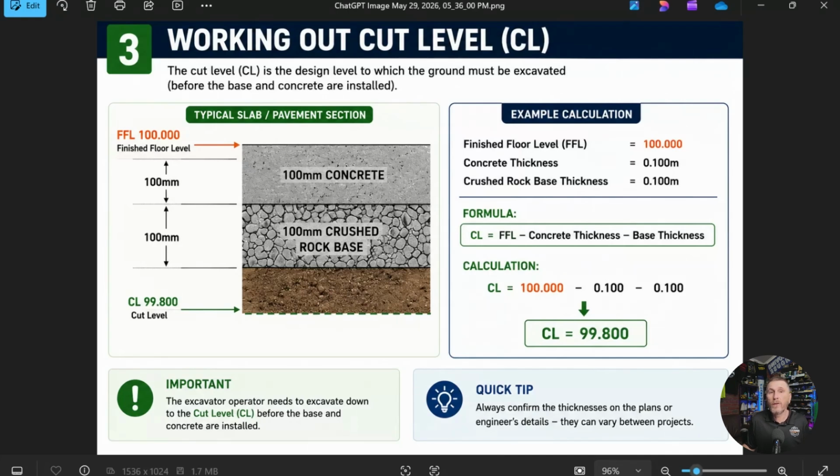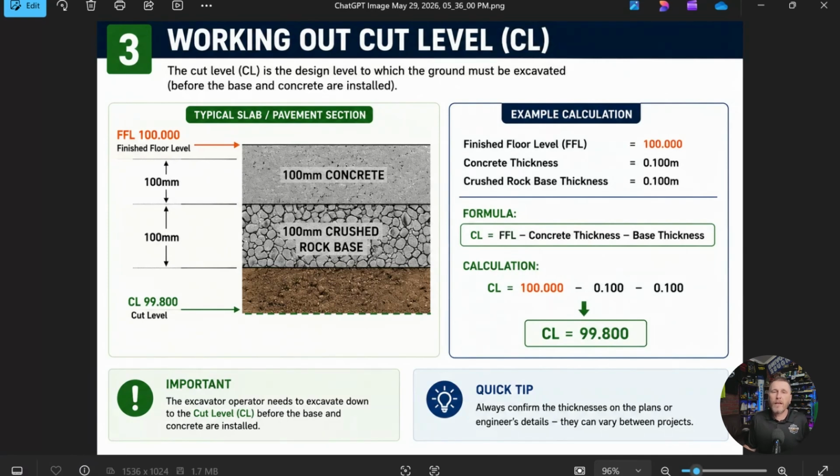Step 2, use the formula. The cut level equals the finished floor level minus the concrete thickness and the base thickness. So for example, 100 minus 0.100 minus another 0.100 equals 99.800. So if you're taking 200 mil off that 100, it ends up being 99.800. Therefore, your CL or your cut level is 99.800.